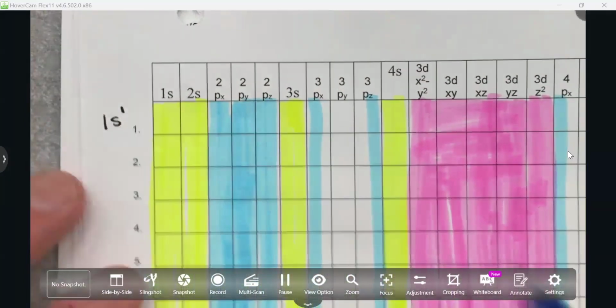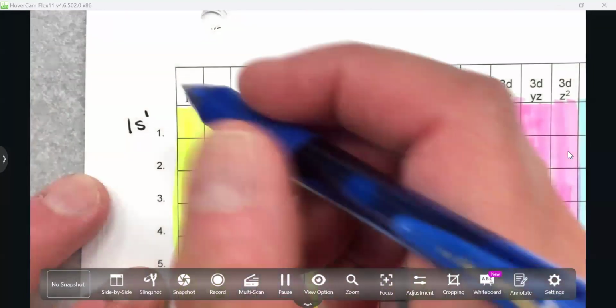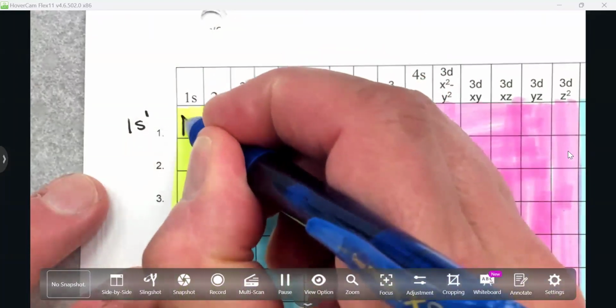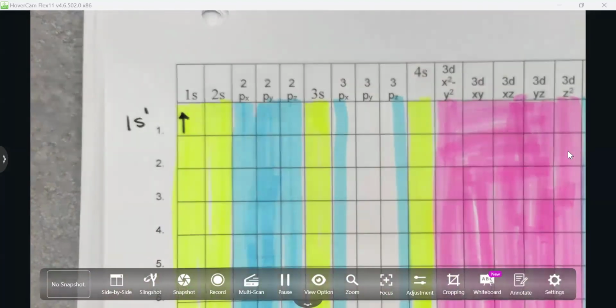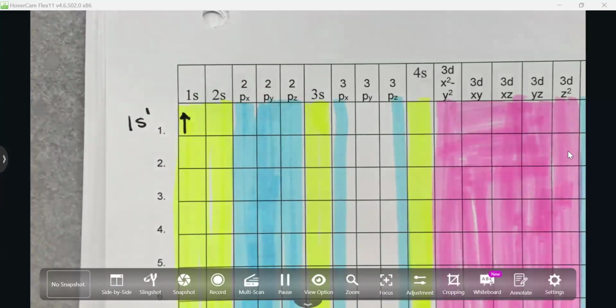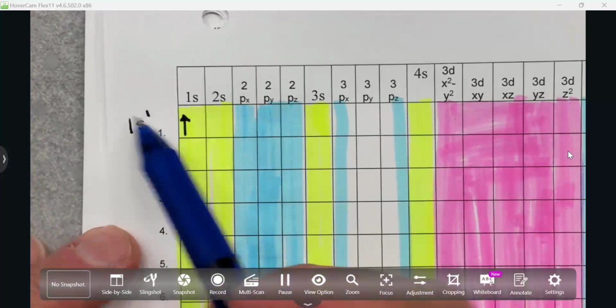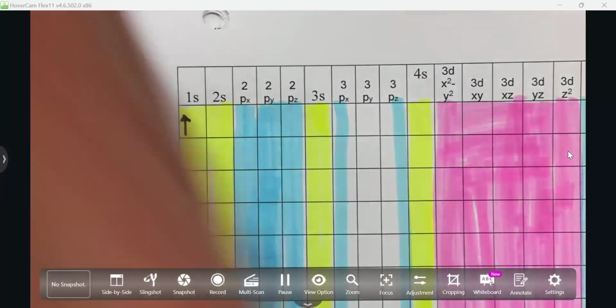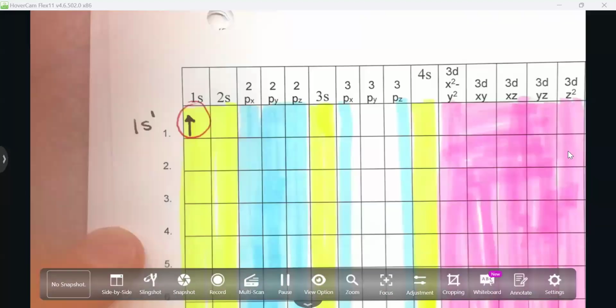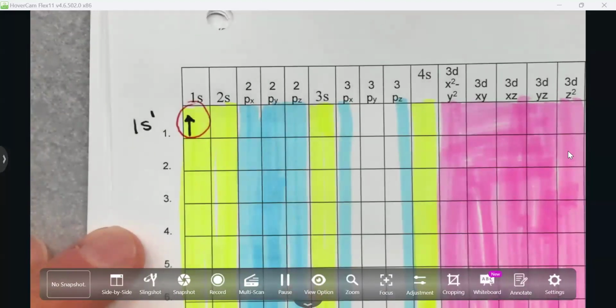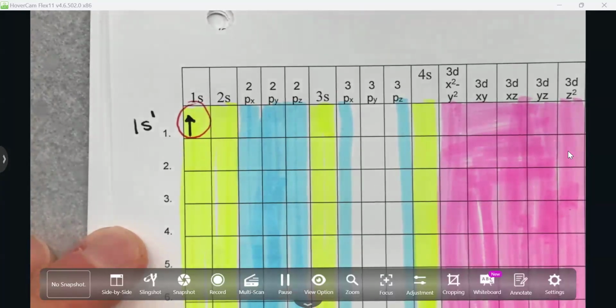Now, I just have 1s1. I'm just going to put an up arrow. Now, if you have 2 electrons in the same orbital, they must be spinning the opposite direction. But for this case, it's hydrogen. I only have 1 electron. It could be spinning the other way. I'm just going to circle it. That means it could be spinning the other way. An up arrow or down arrow, that's all we can do. There's 1 electron. We don't know which way it's spinning.